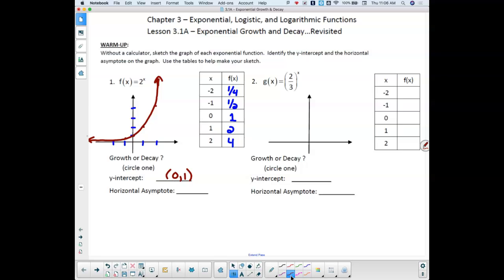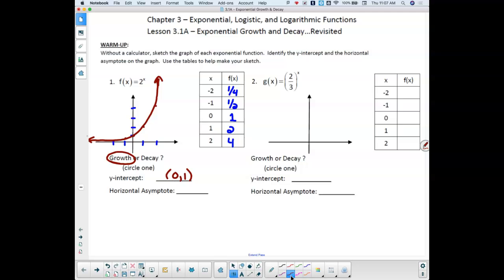Growth. Why a growth? As we increase the x, so as we go to the right on the graph, it's going up. Yep. The y values are increasing as the x values are increasing, so that's a growth. Okay.